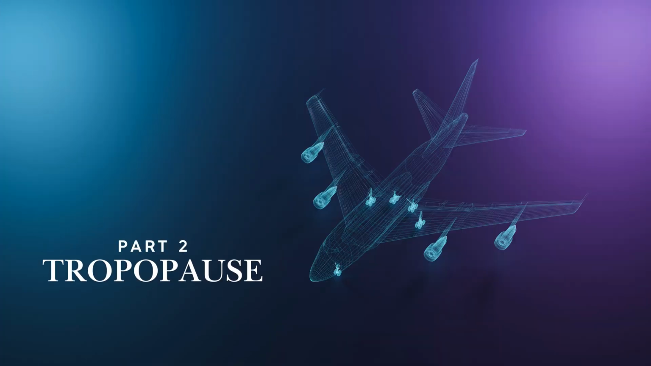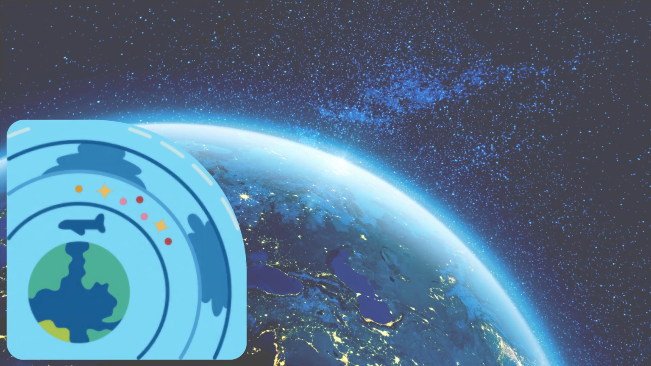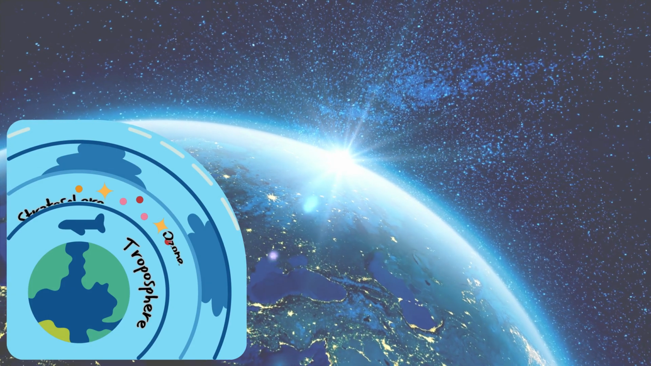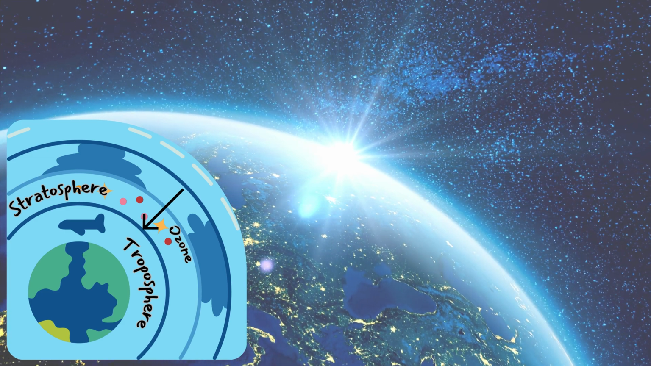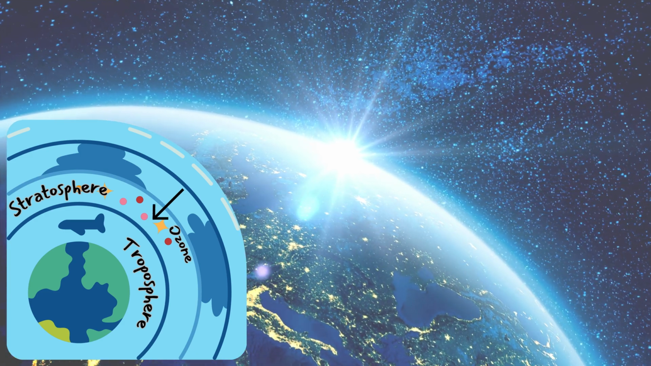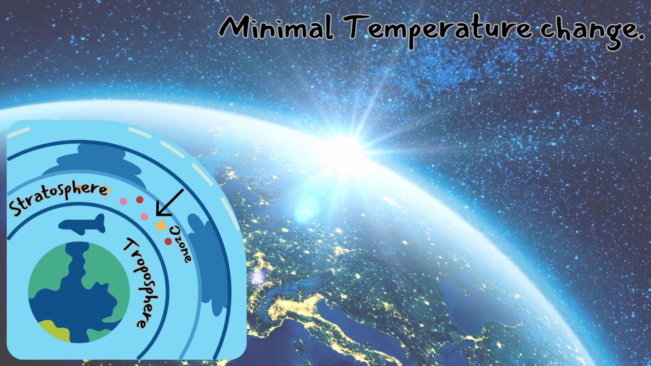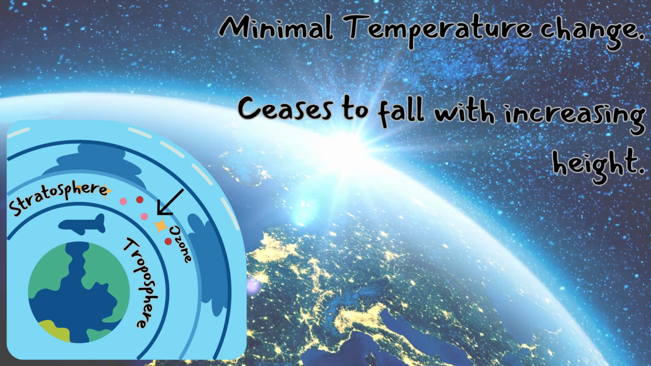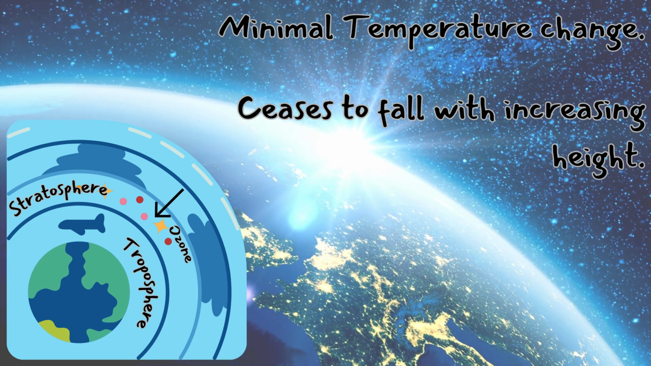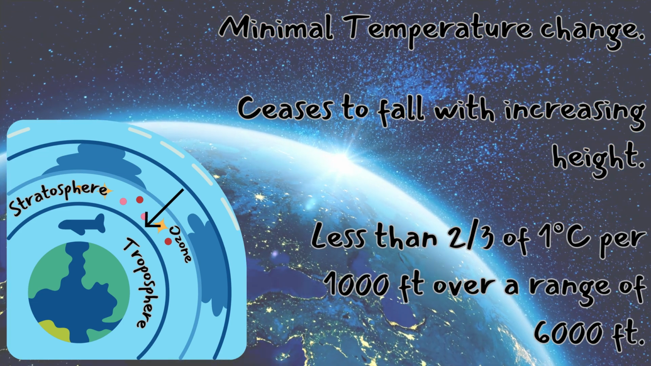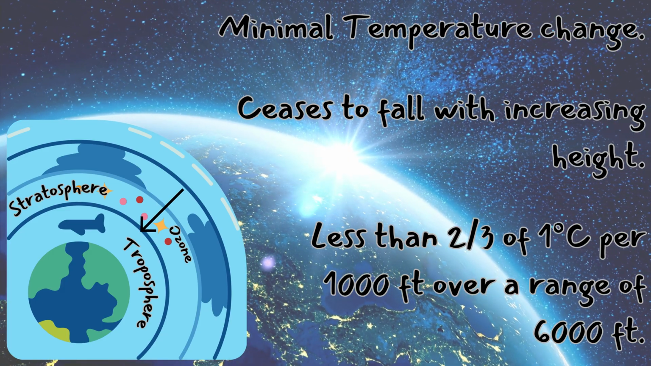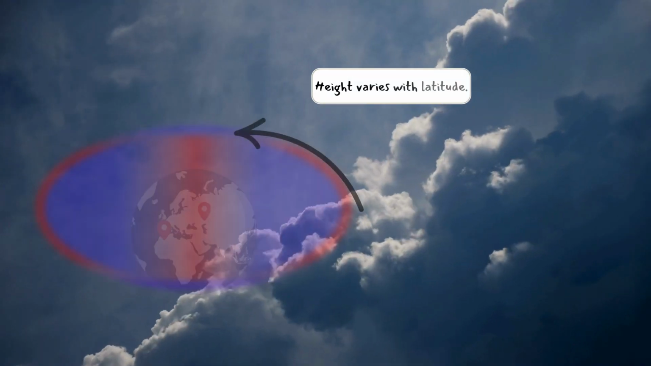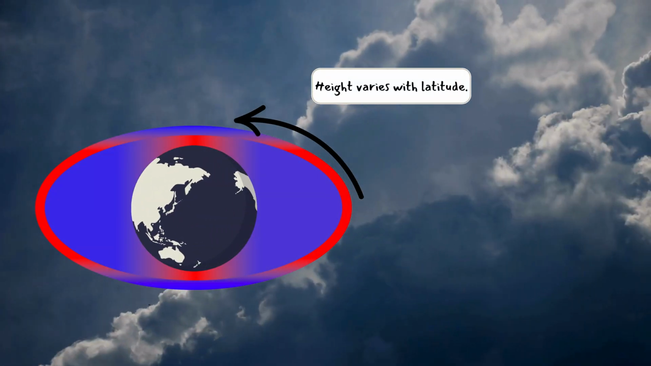Next, let's move up to the tropopause, the boundary layer between the troposphere and the stratosphere. This is a fascinating region with unique characteristics. For instance, the tropopause is defined by a minimal temperature change. It ceases to fall with increasing height, specifically, less than 2/3 of 1 degree Celsius per 1,000 feet over a range of 6,000 feet. The average height of the tropopause varies with latitude.